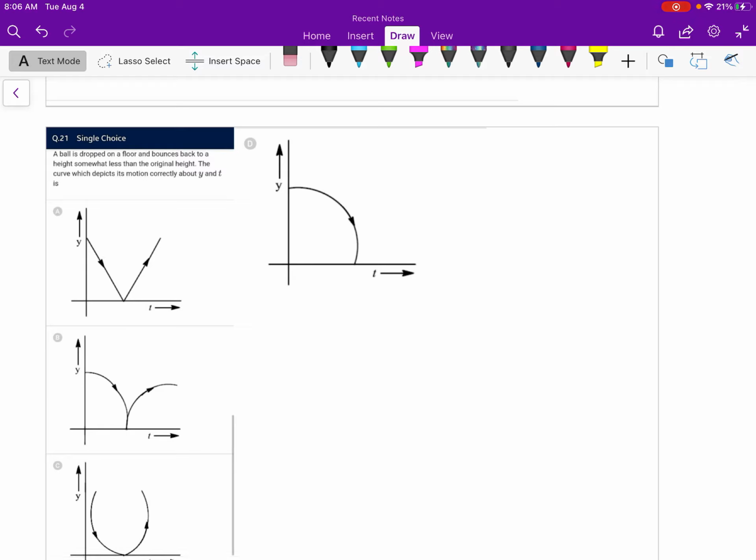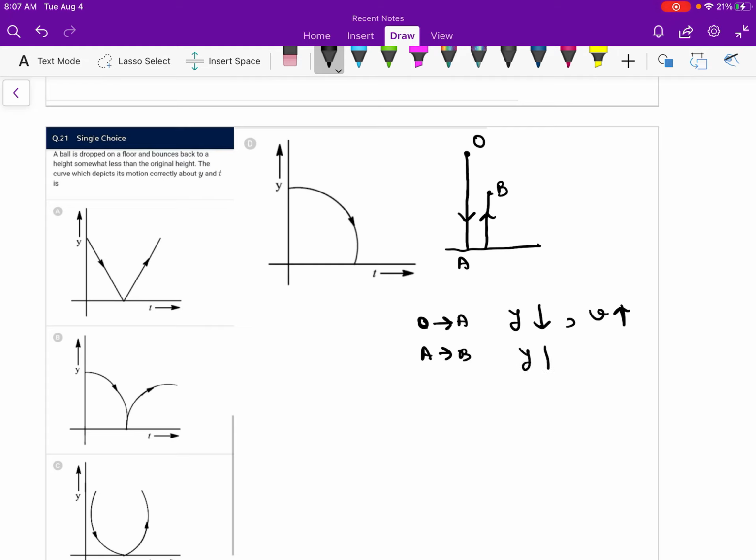A ball is dropped, and we have to plot y versus t. So as first the ball comes from O to A, so y is decreasing, and speed is increasing. Now when it moves from A to B, y is increasing but speed is decreasing.